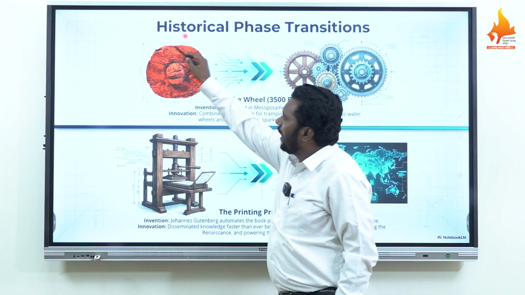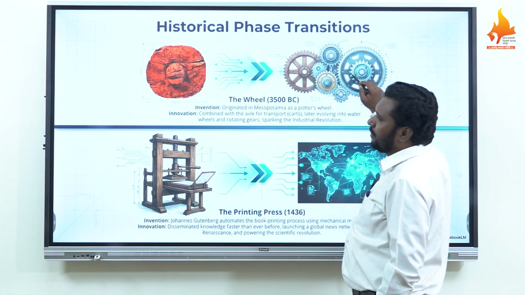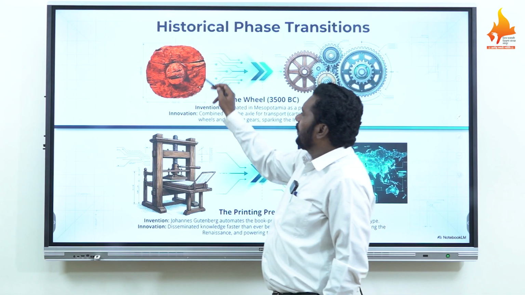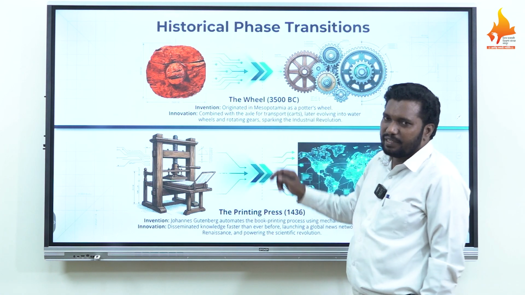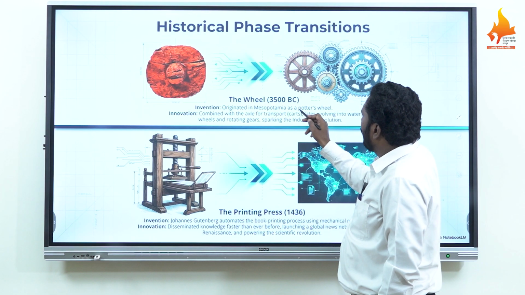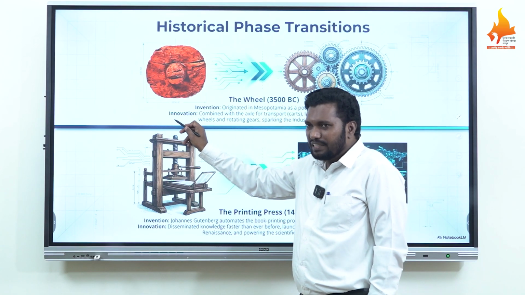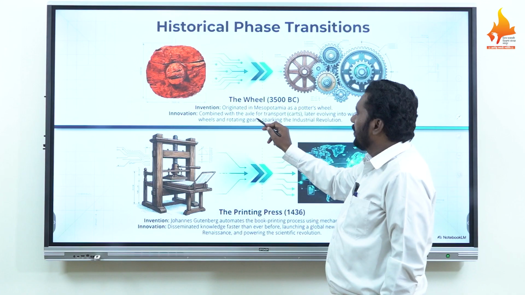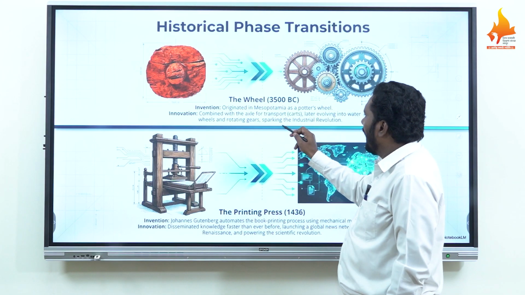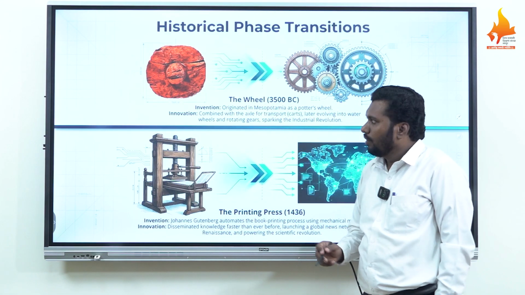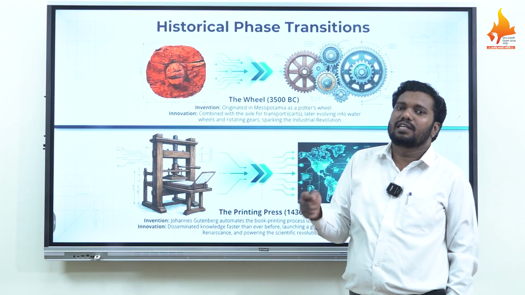So we all know that there was a historical phase of transition from this wheel to these wheels, right? What is the importance of this wheel? We know that the wheel was invented in 3500 BC, and what was its purpose? It was a potter's wheel. But with innovation, this wheel was combined with the axle for transport, evolving into water wheels, rotating gears, and sparking the industrial revolution. So, this is how invention is converted into innovation by commercialization.